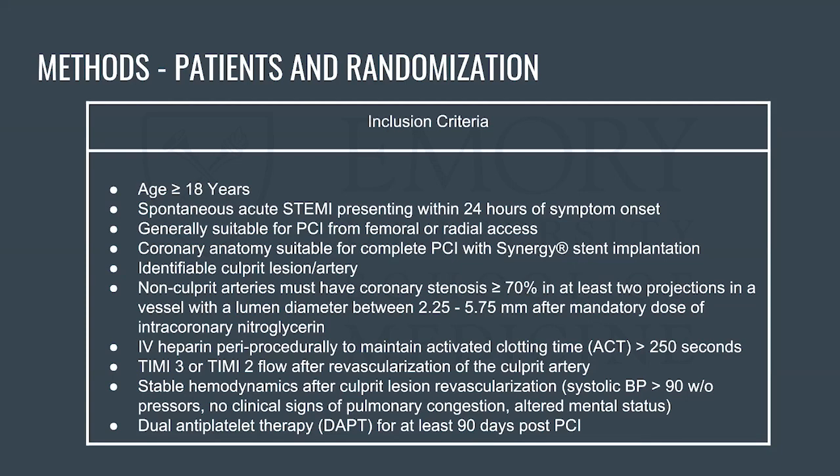And the non-culprit arteries that they were considering in terms of revascularization had to be greater than 70% stenosis in at least 2 different projections, and had to be between 2.25 and 5.75 millimeters in diameter after a mandatory dose of intracoronary nitroglycerin. The ACT, of course, had to be greater than 250 seconds with IV heparin. We had to establish TIMI-3 or TIMI-2 flow after revascularization of the culprit artery.